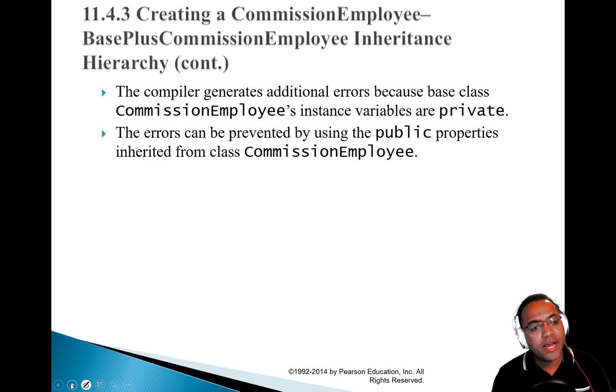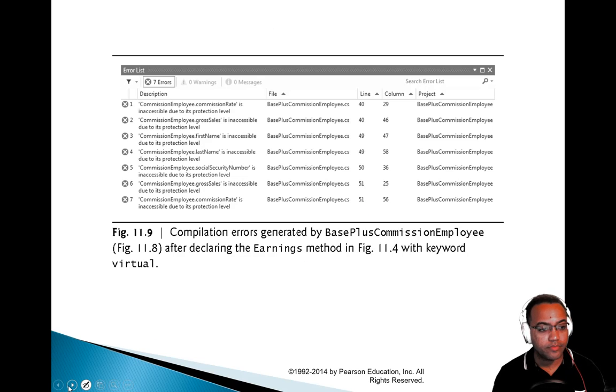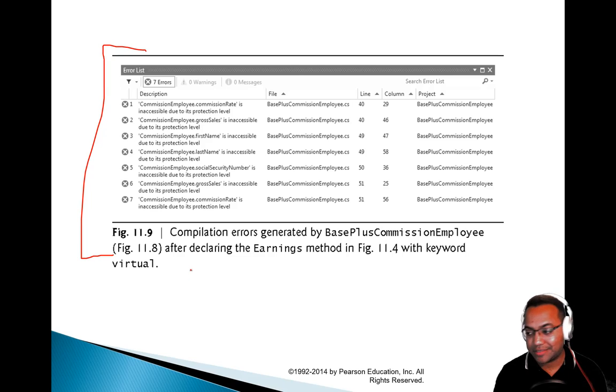The compiler generates additional errors because base class CommissionEmployee instance variables are private. We talked about that. The errors can be prevented by using the public properties inherited from the CommissionEmployee. Or we can just give those variables protected access instead of using the properties. But properties is a good idea too. And here we go. Inaccessible due to its protection level. That's the access modifier error. It's telling you, oh, it's private. You can't use that.